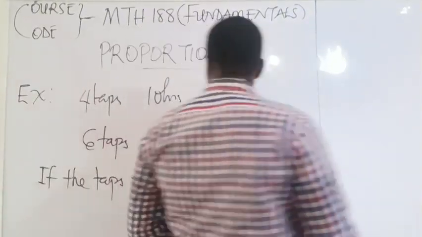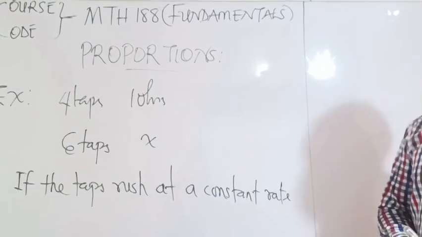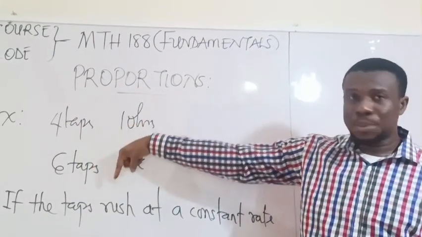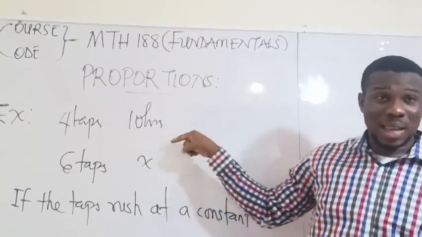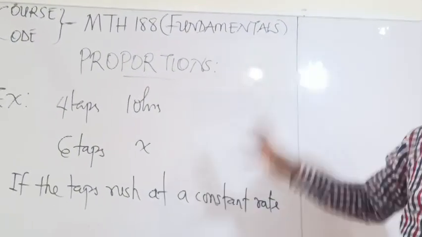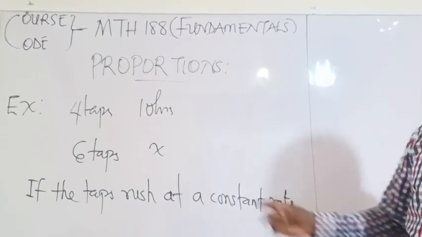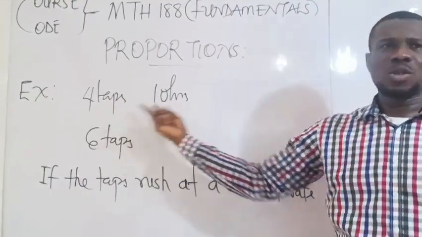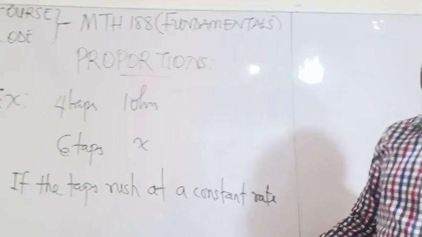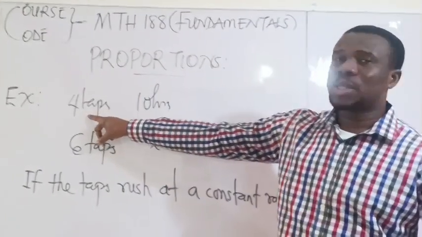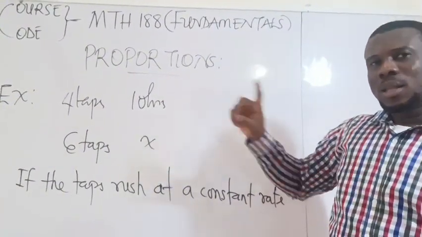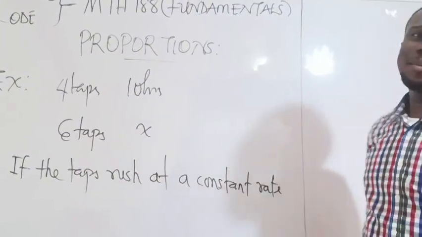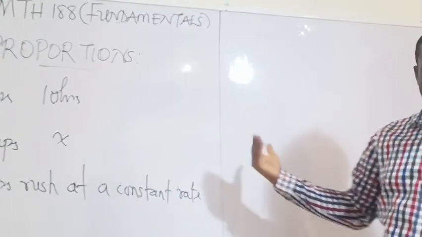But I would point out a few things to you here. If you compare the number of taps to the time it takes for those taps to fill up a container at a constant rate, there is really an inverse relation between the number of taps and the time. How? If it took 4 taps 10 hours to fill up a container, then it simply means when you have more taps, it will take less time. So we could really solve this with proportion.